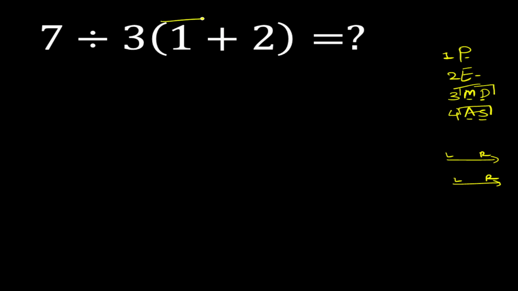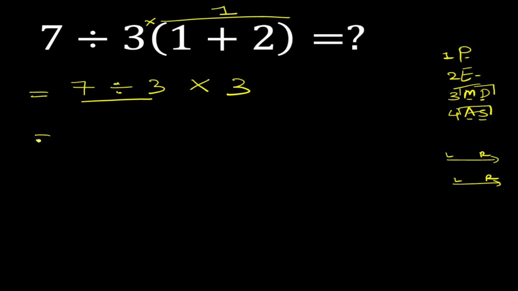So in this question, here we have one parenthesis, here multiplication and here division. So first priority is parenthesis, right? So now 7 divide 3. Now solve this parenthesis, 1 plus 2 is equal to 3. So multiply 3. Now 7 divided by 3 can be written as 7 upon 3. Multiply 3, right? Now cancel this 3 by 3. So the correct answer is 7.